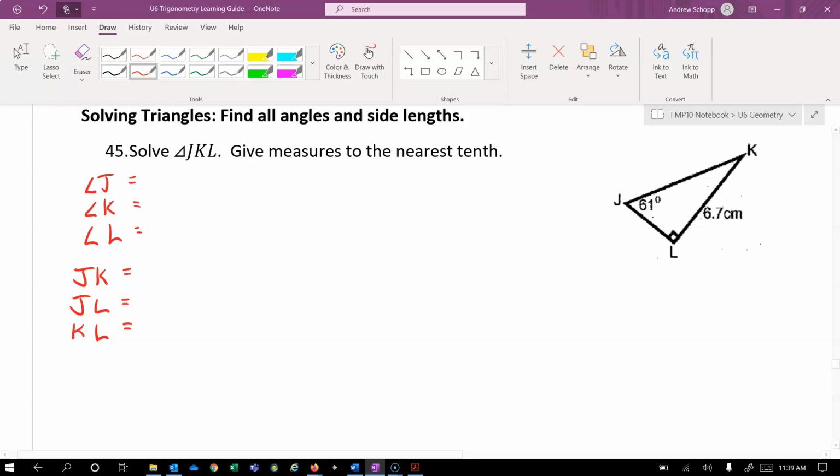So let's put in the ones that we know already on our list. So KL is 6.7 centimeters, and angle J is 61 degrees. Are there any other angles that we know? I'm hoping you're thinking yes. We also know angle L. It's the right angle, and so it is 90 degrees.